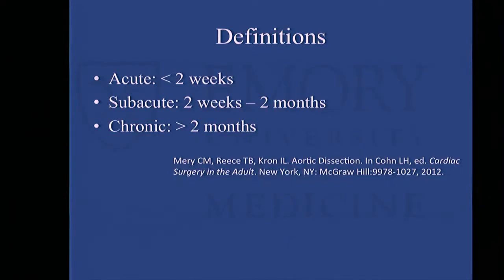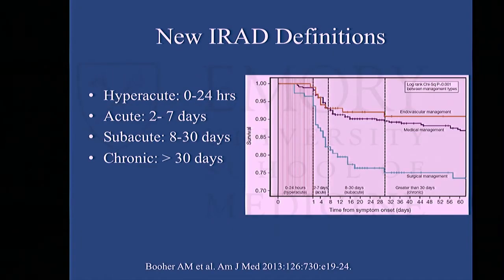Definitions, briefly. Acute dissections, this is the standard thing that we think of. Less than 2 weeks, subacute is 2 weeks to 2 months, and chronic is more than 2 months. The International Registry of Aortic Dissection, or IRAD, has gone a little further, and this is starting to be used. A hyperacute within 24 hours, acute is 2 to 7 days, subacute and chronic are greater than 30 days.